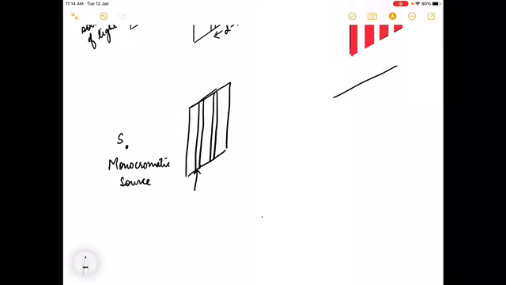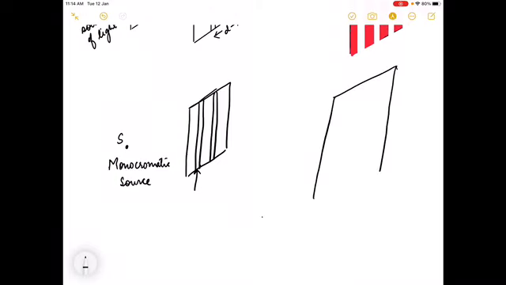And at a very far distance from these two slits, he put a screen, right? He put a screen.